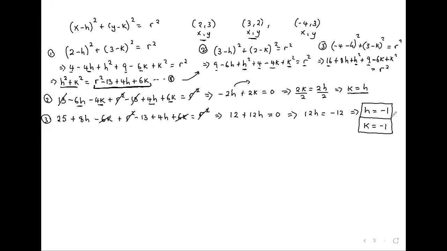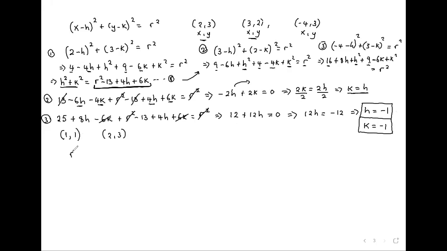Now, after having the value of k, then what next? We now have the center. So we have the center negative 1, negative 1. Then we also have 3 points that the circle is passing through. So we'll do the same thing of finding the radius. So say we can pick any endpoint. So let's pick the first one, 2, 3.